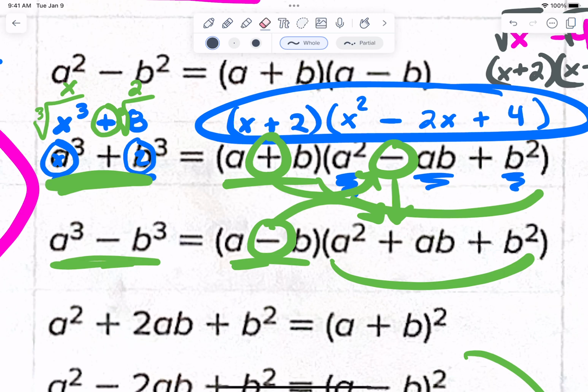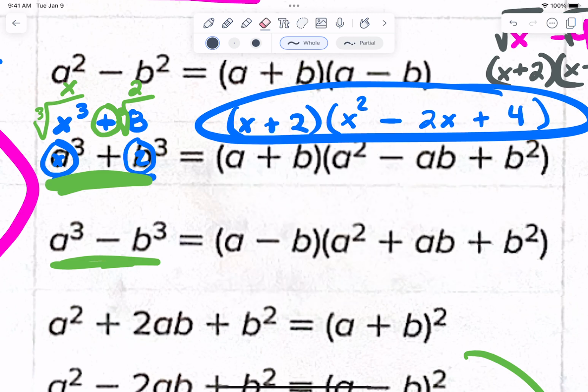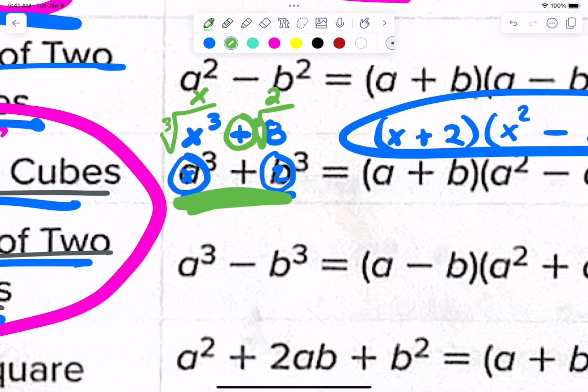You will have this on a note card for a test, okay? So there is how that works, all right? So let's do a difference of cubes. Let's do something a little bit harder. Can we do it a little bit harder?